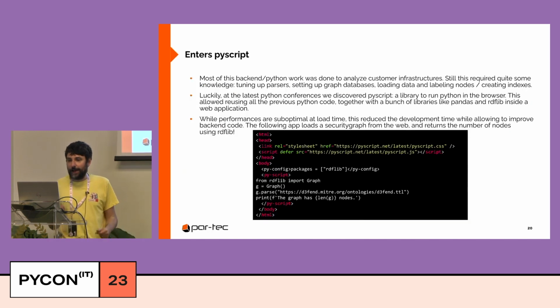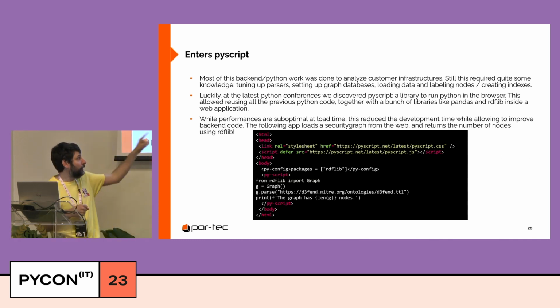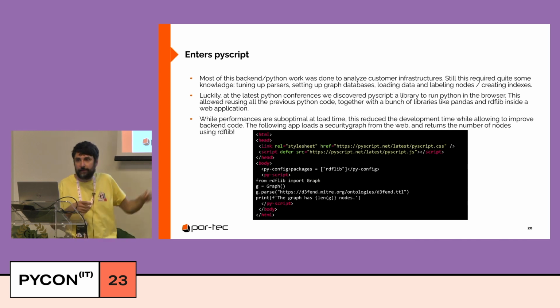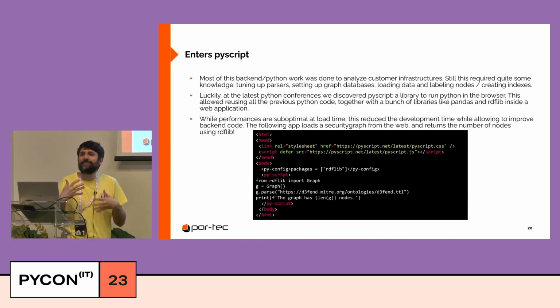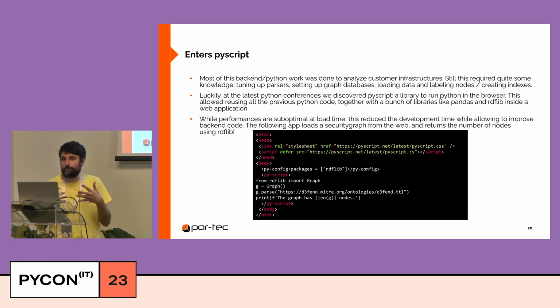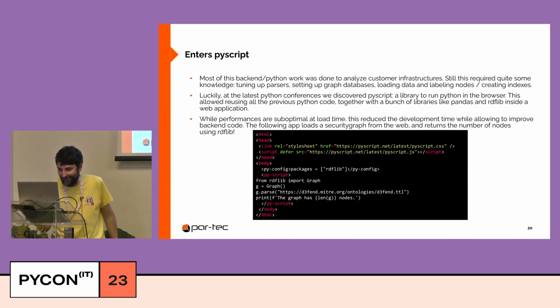With PyScript, I used this RDFLib. And I imported, this is the URL of the graph, defend.mitre.org/ontologies/d3fend.ttl. TTL is the extension of this kind of graph. I imported the graph, I added mine, and then on G, other than parsing, I can query. It's very computationally intensive, because it's in Python and it's in the browser.